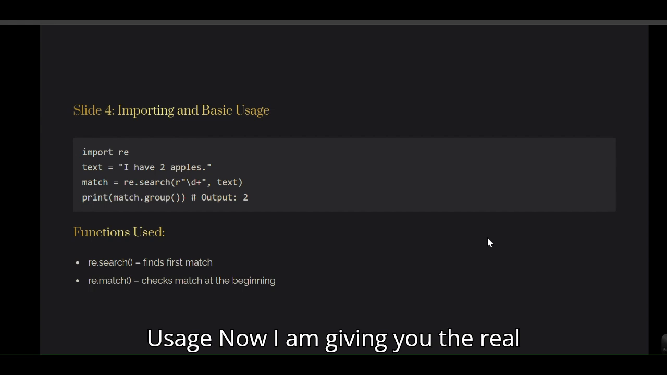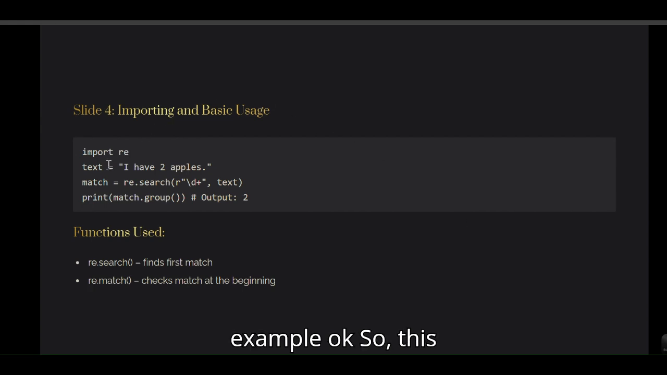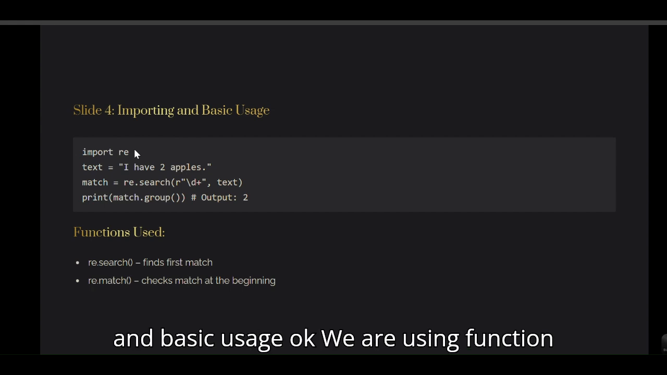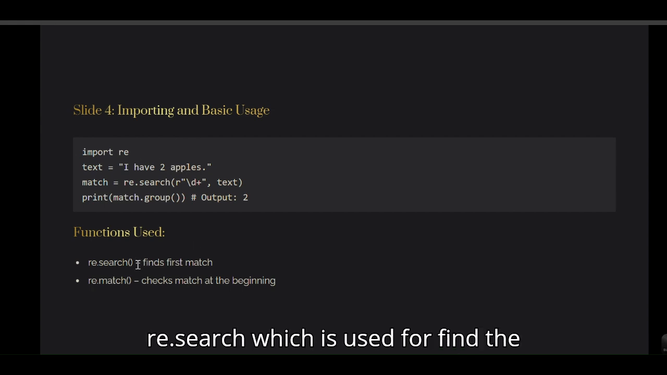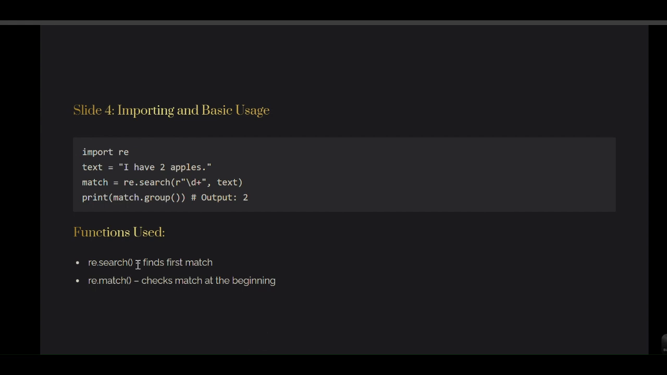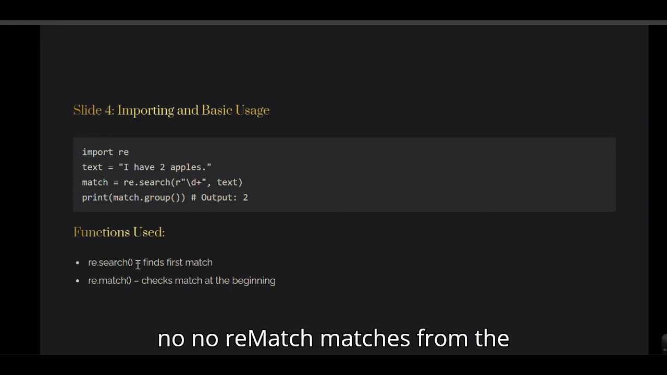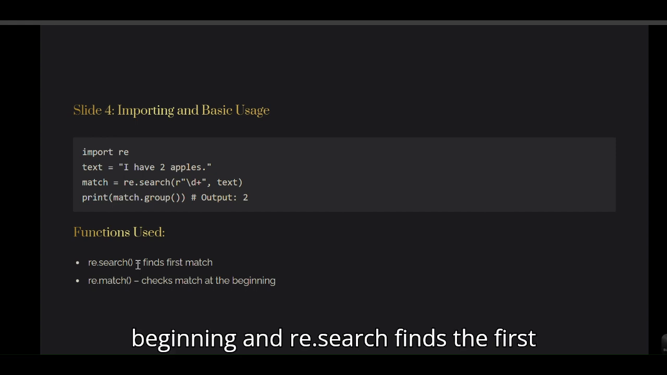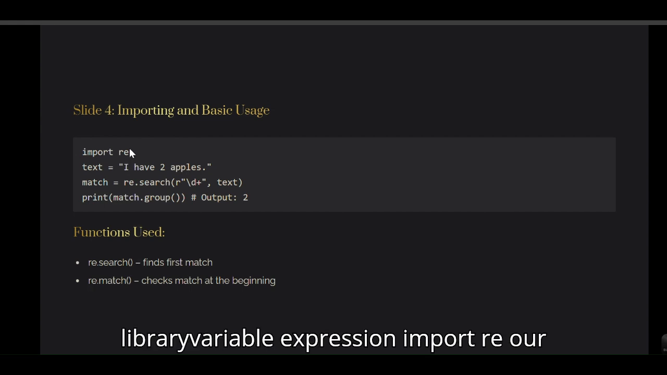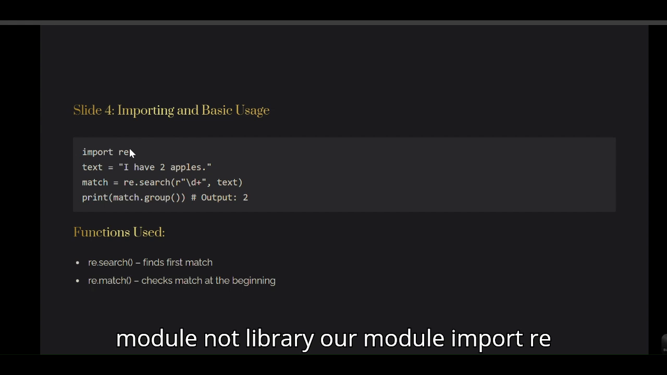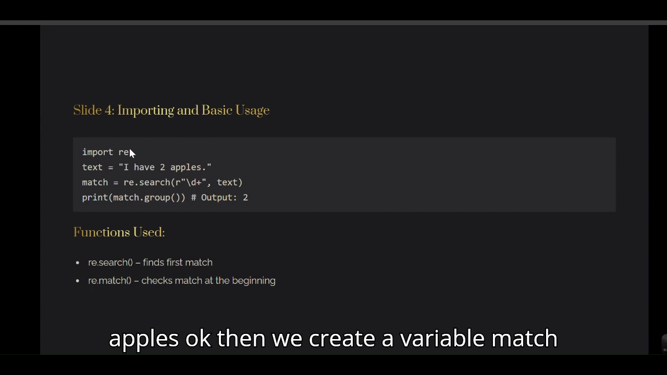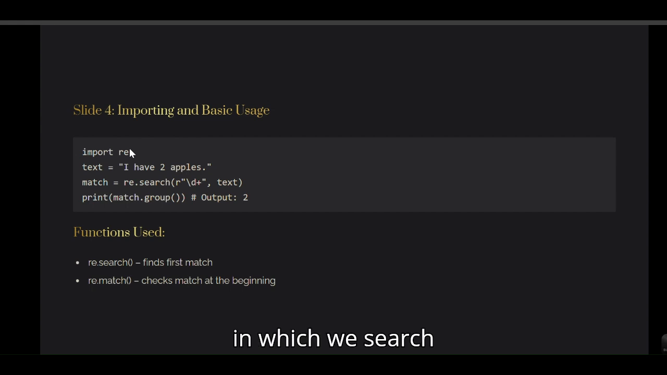Then the next slide is importing and basic usage. Now I am giving you a real example. This is the code of importing and basic usage. We are using the function re.search, which is used to find the first match. Re.match matches from the beginning, and re.search finds the first match. Basically we import our module, import re. We have a text, I have 2 apples. Then we create a variable match in which we search.